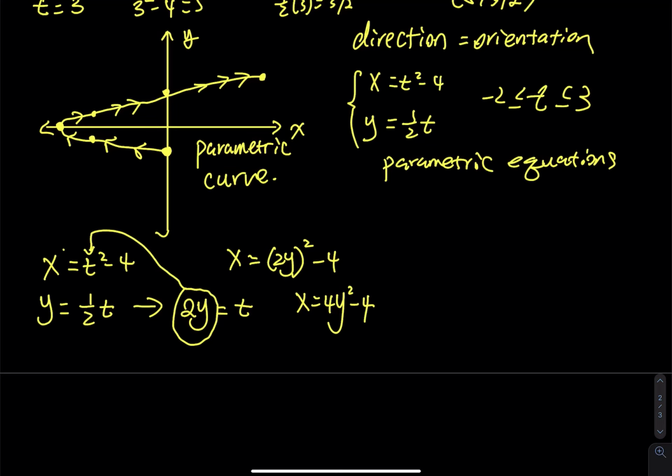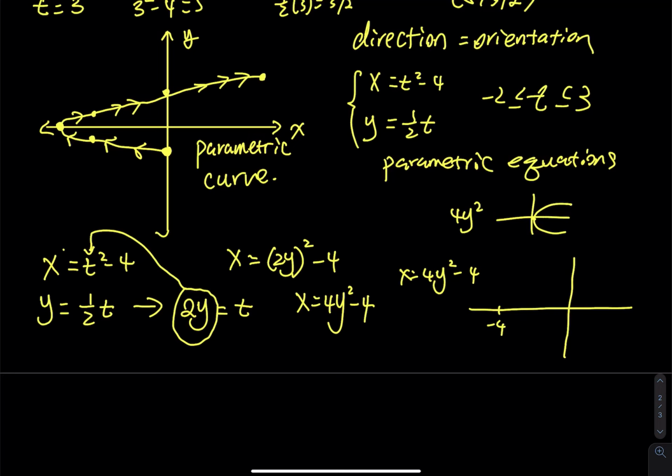So if you have a 4y squared, the parabola looks like this. And then with the minus 4, you have to shift the vertex 4 units to the left. So 4y squared minus 4 equals x. The graph looks like this. This is x equals negative 4, and then we have this graph. And then where is my rectangular equation? So this is my rectangular equation, x equals 4y squared minus 4.